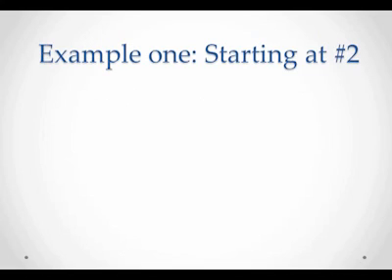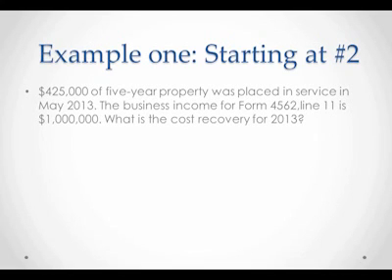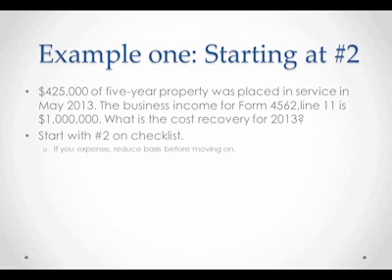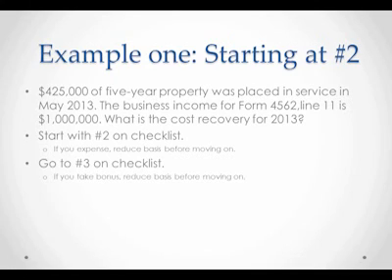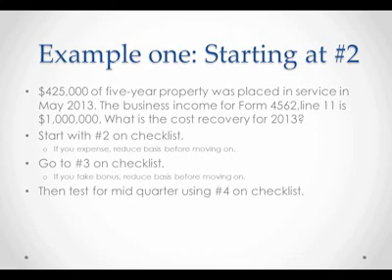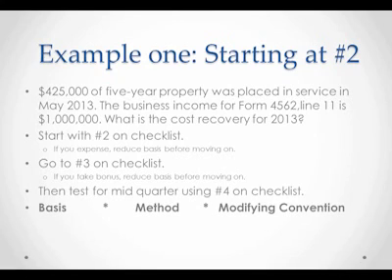So here's our first example, starting at number 2 on the checklist. Placed in service: $425,000 of 5-year property in May. The business income for line 4562 is $1 million, and we'll talk about the reason for that shortly. So we're going to start with number 2. Remember, if you expense, reduce basis before moving on. Then go to number 3 on the checklist if you have any basis left. And then test for mid-quarter and determine whether it's half year or mid-quarter, because we're only talking about equipment, right? Not buildings. And then we're right to our normal basis method modifying convention.